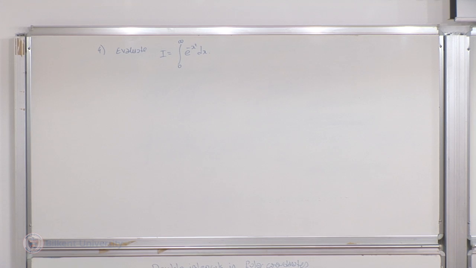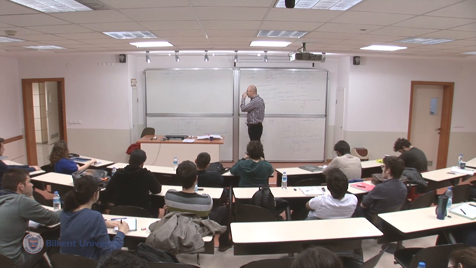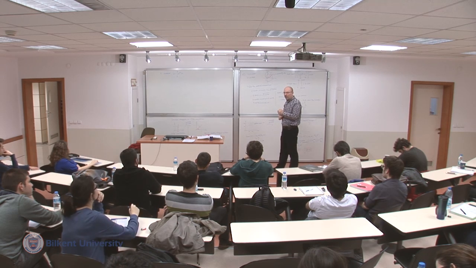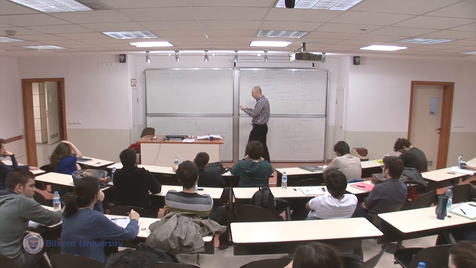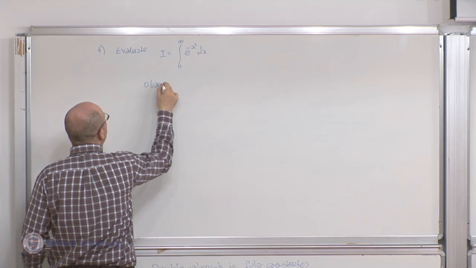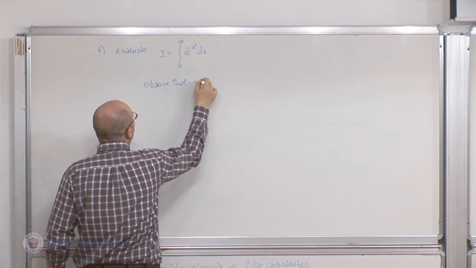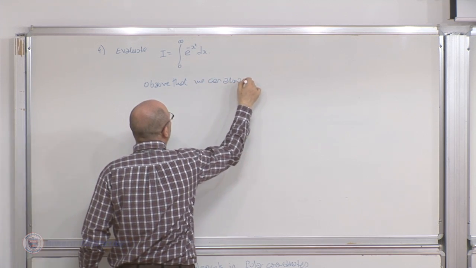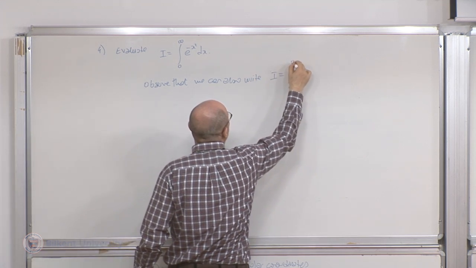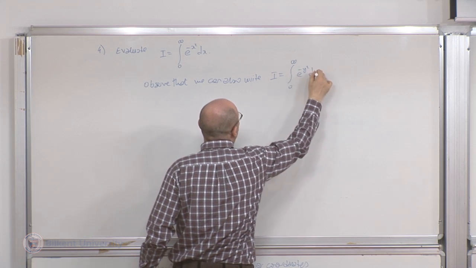elementary functions. Most of the time when this is used, it is not from 0 to infinity, but from 0 to some number, in which case you have to use tables. But when it is from 0 to infinity, contrary to common expectation, it is easier and we have an exact value for this. Observe that we can also write this. We can also write I equals the integral from 0 to infinity of e to the minus y squared dy.